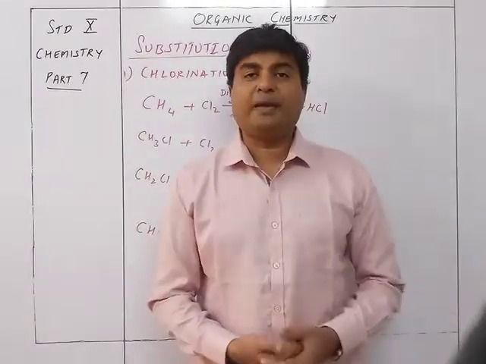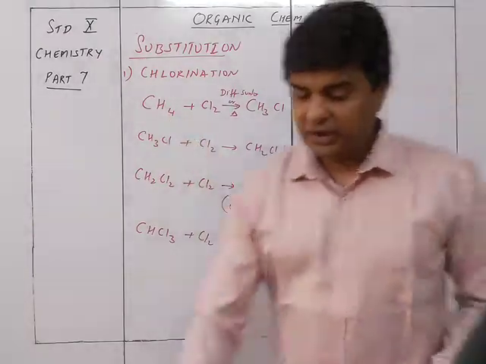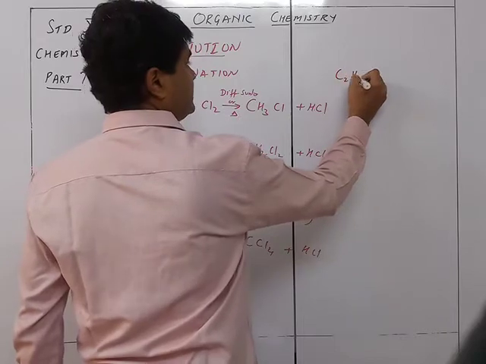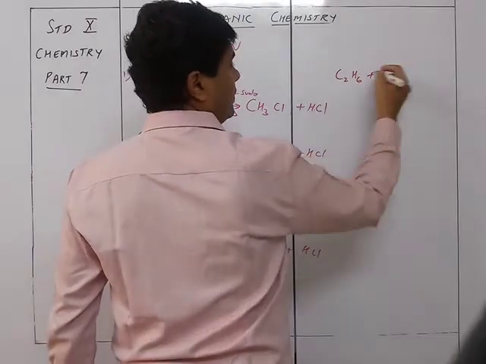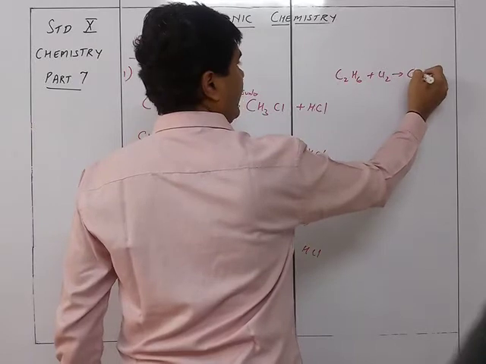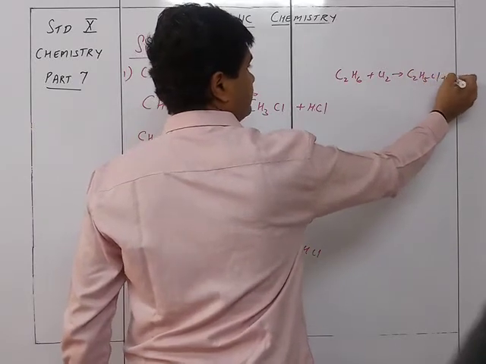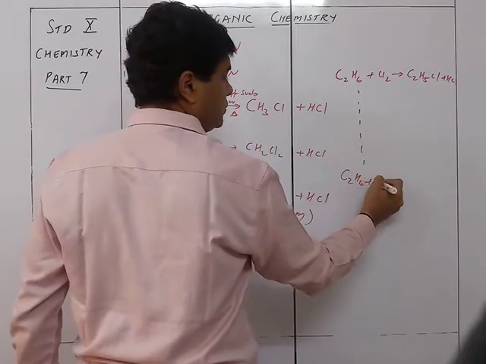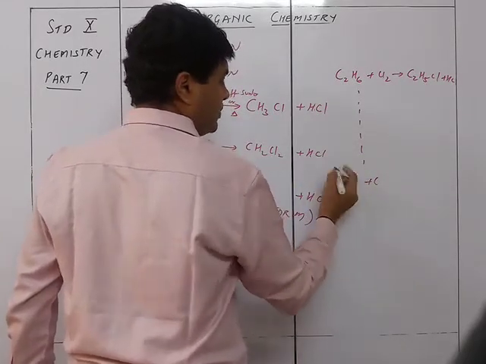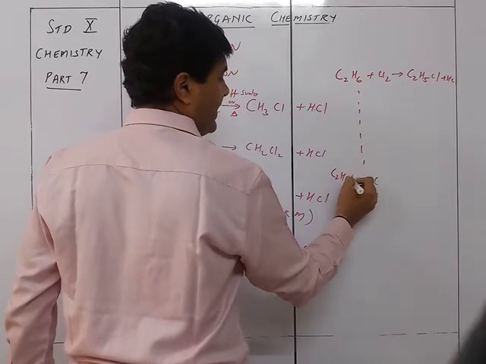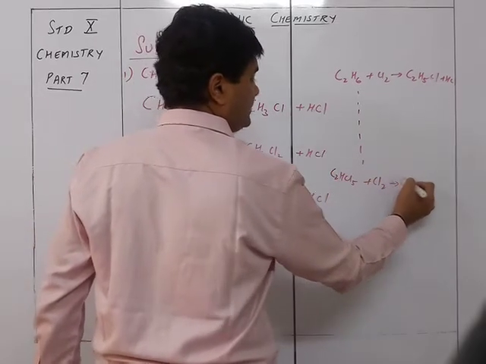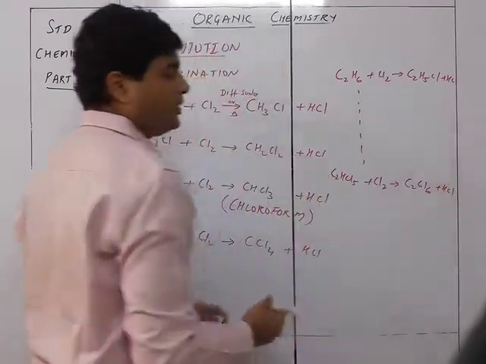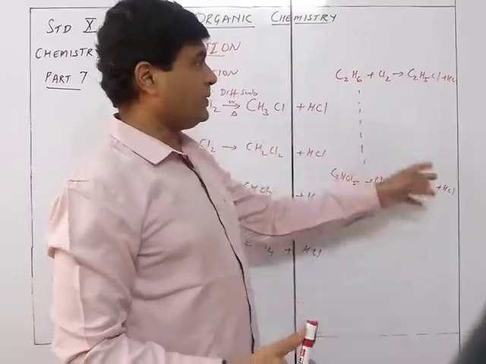Same thing can also happen in case of ethane. Now it is the same thing. So you can see the first reaction will be this way, that C2H6 plus Cl2 will give you, with the same conditions, C2H5Cl plus HCl. And finally, after 6 reactions, it is going to be, sorry, by that time it will be C2HCl5 plus Cl2 will give you C2Cl6 plus HCl. So this is how you are going to have the substitution taking place one by one, step by step.